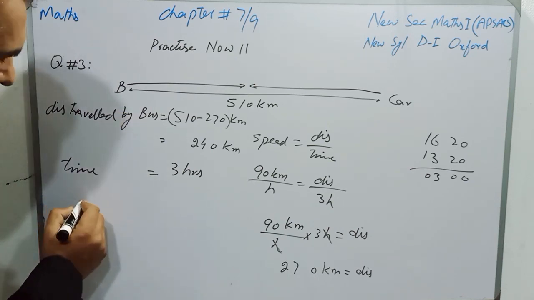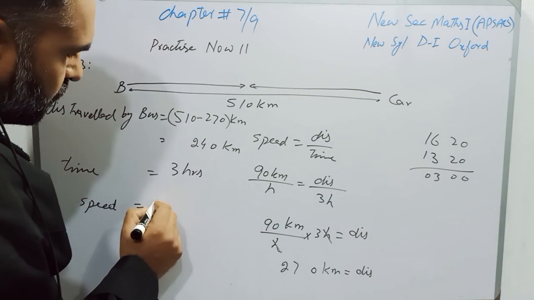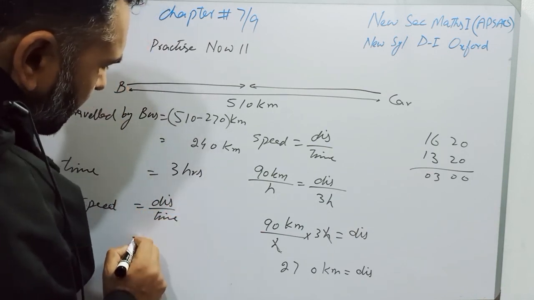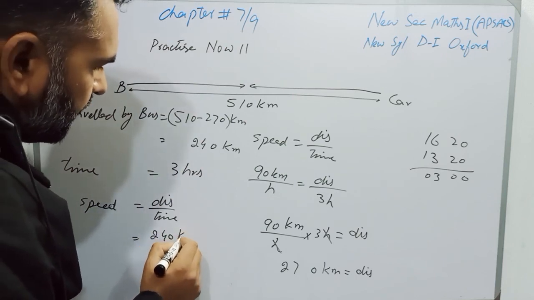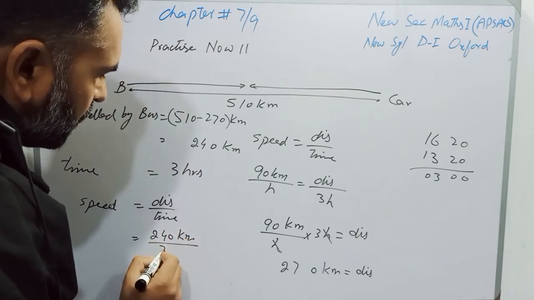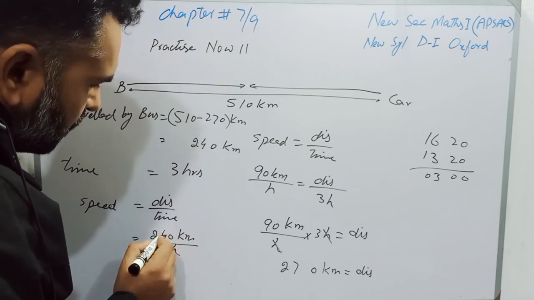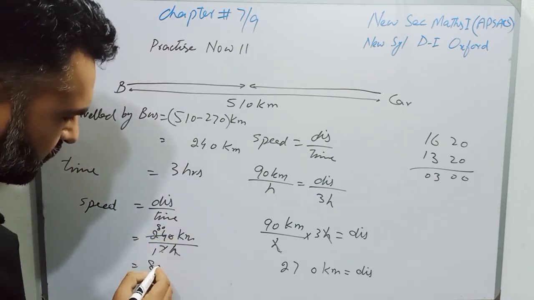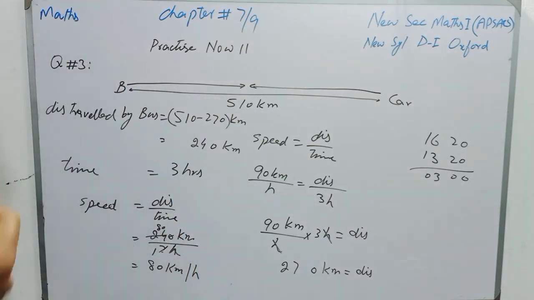Time is equal to 3 hours and we have to find speed of bus. So students, speed of bus will be distance over time. Distance is 240 kilometer and time is 3 hours. So 3 ones are 3, 3 eights are 24, 3 zeros are 0. So the speed of bus is 80 kilometer per hour, and that is what we had to find.